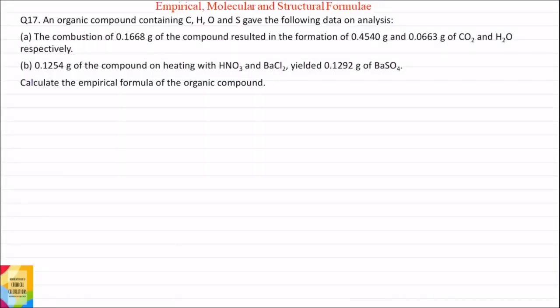Question 17. An organic compound containing carbon, hydrogen, oxygen and sulfur gave the following data on analysis. A. The combustion of 0.1668 gram of the compound resulted in the formation of 0.4540 gram and 0.0663 gram of carbon dioxide and H2O respectively. B. 0.1254 gram of the compound on heating with HNO3 and barium chloride yielded 0.1292 gram of barium sulfate. Calculate the empirical formula of the organic compound.